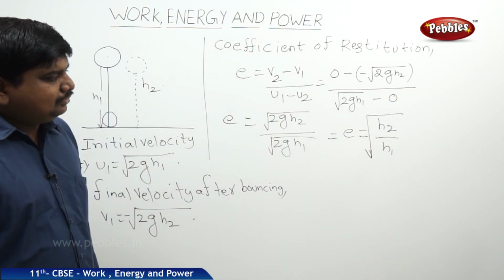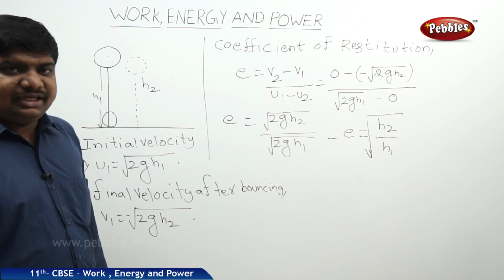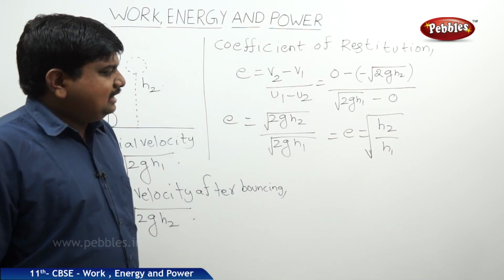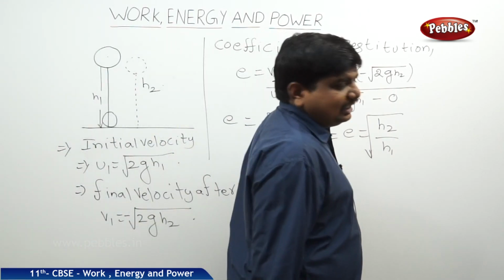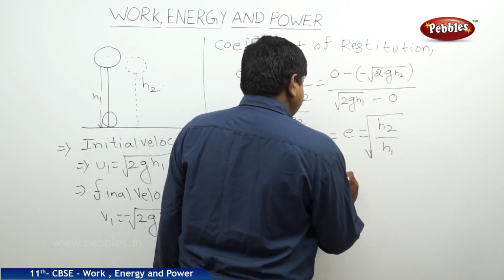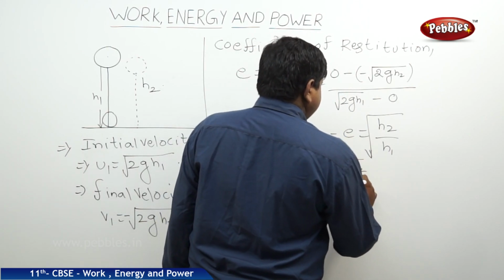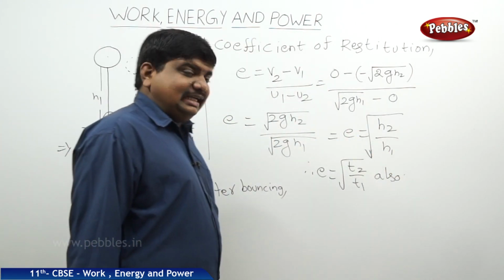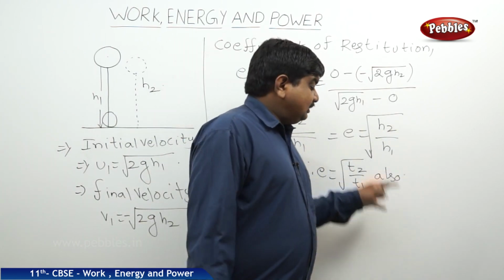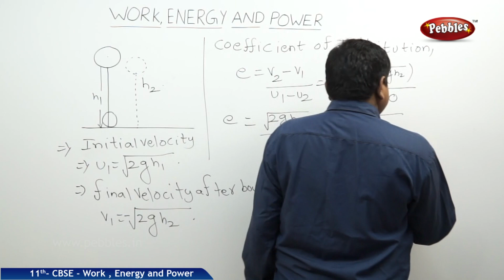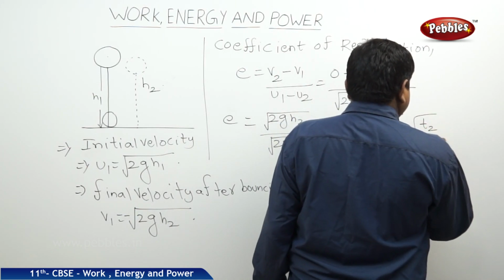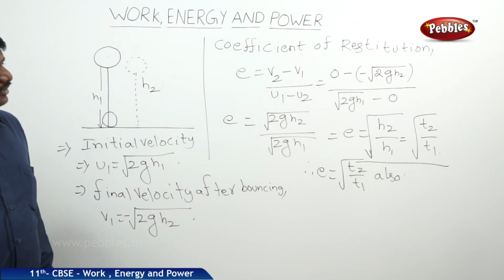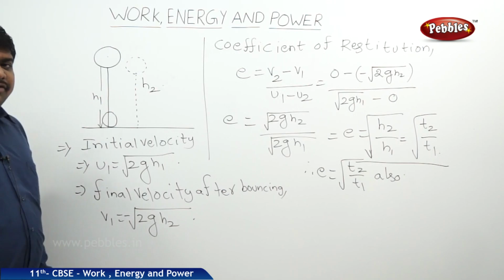e is proportional to root h2 and e is inversely proportional to root h1. If the time taken to reach the height h2 is t2, and the time taken to reach the height h1 is t1, then e will be equal to square root of t2 by t1 also. So, the coefficient of restitution depends upon the height of falling and the time taken. This is the way to understand the expression for the coefficient of restitution in the case of freely falling bodies.